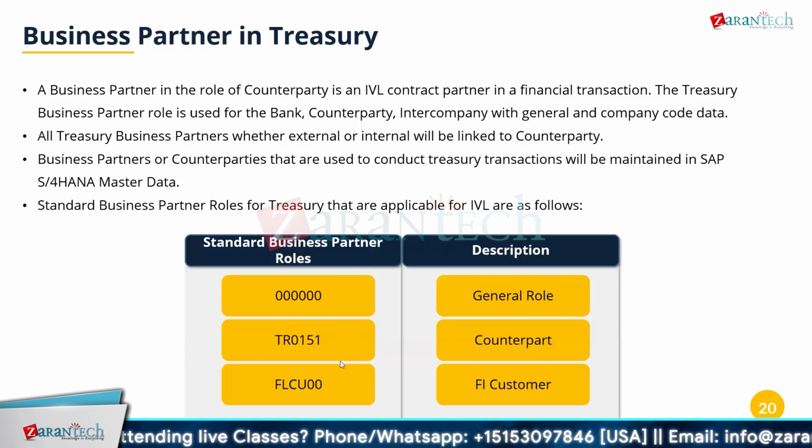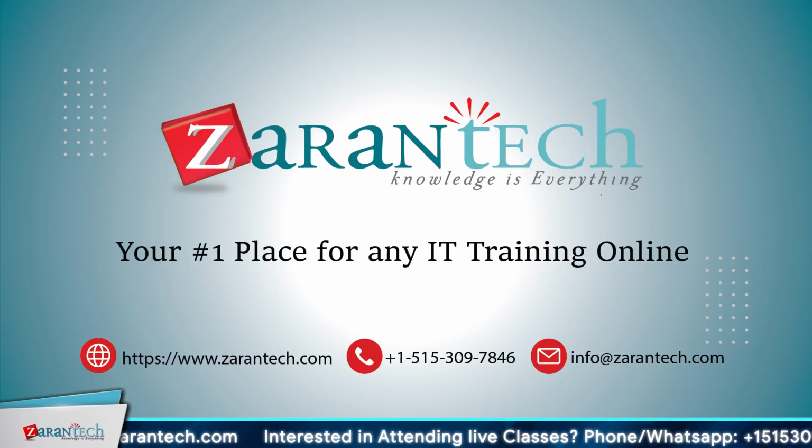The counterparty role is called TR0151. Similarly, the FI customer role is called FLCU00. When you configure the business partner, we can select the roles during our BP number range configuration. That helps you when you do the transactions as a user. Whatever we spoke about, even a SAP user will be familiar with. Now, as a consultant, you're also expected to know a little more detail around the backend configuration. Any questions, anyone, before we proceed further?